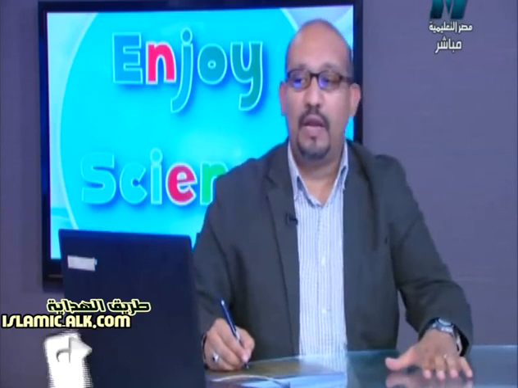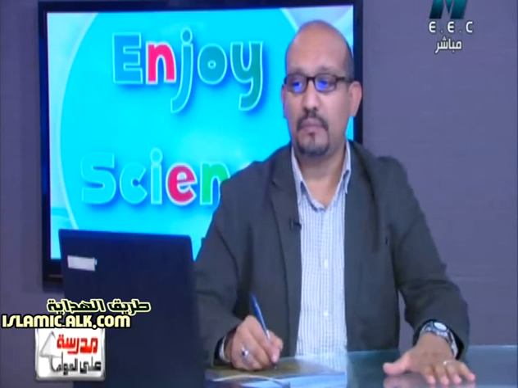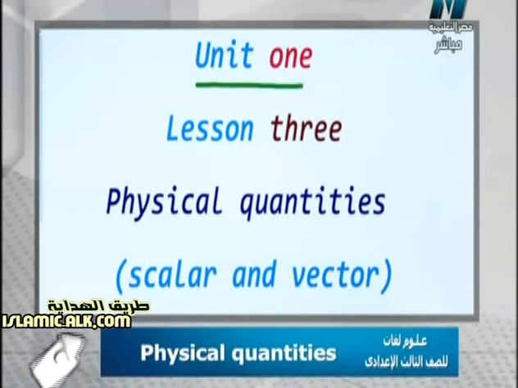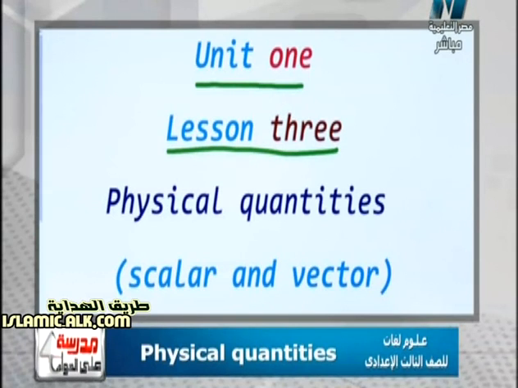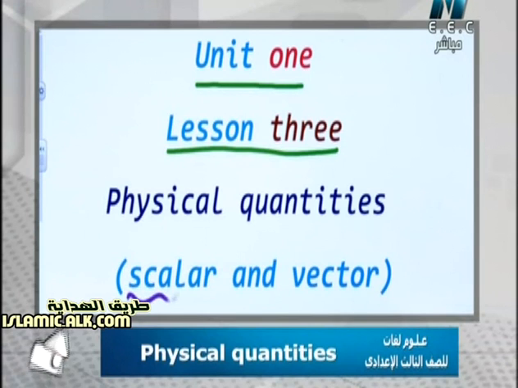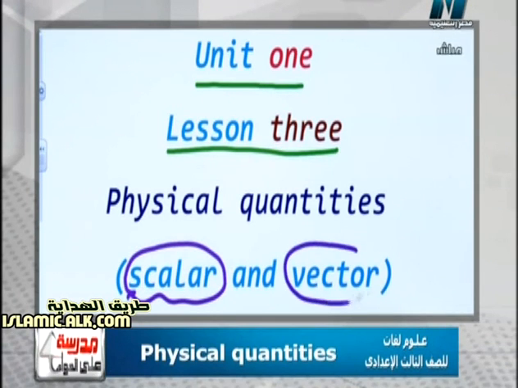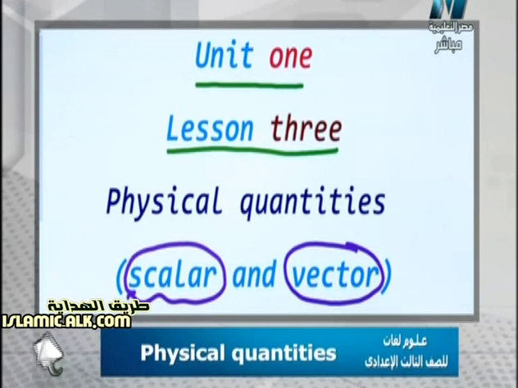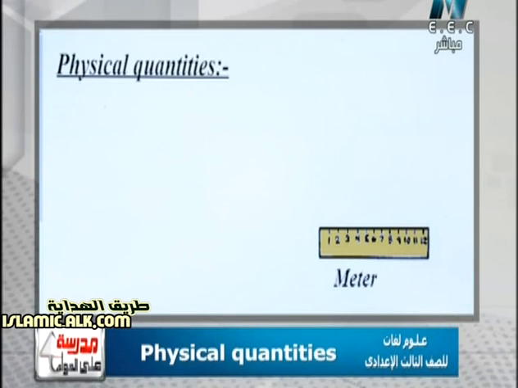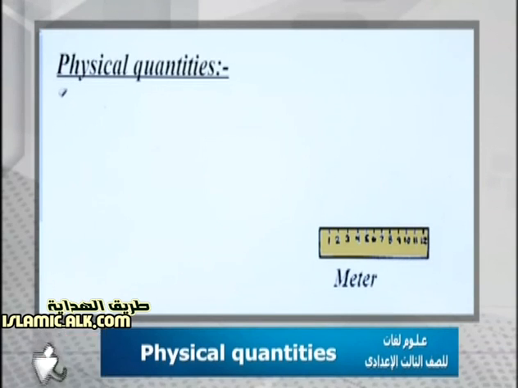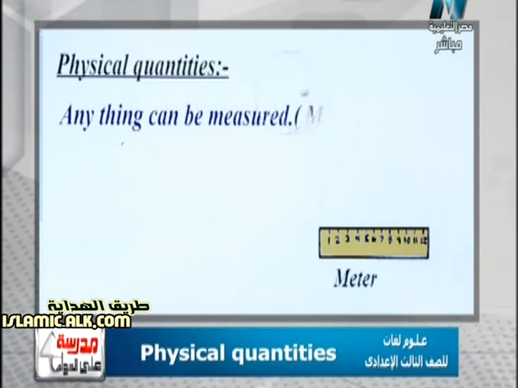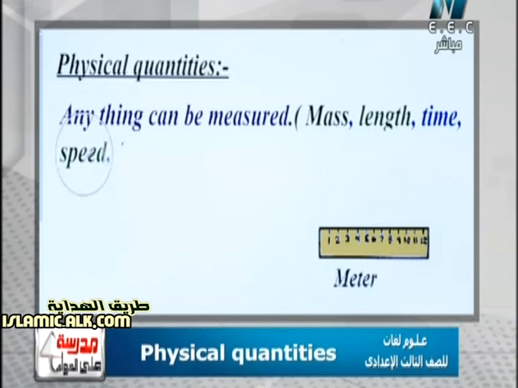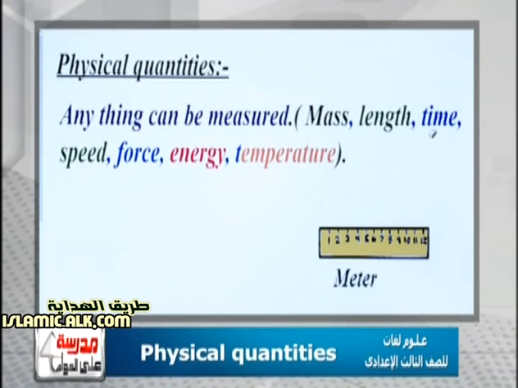We have on the monitor lesson 3 in unit 1, physical quantities, as we see in front of us. Lesson 3: scalar and vector quantities. We have two types, scalar and vector physical quantities. Let's start by defining physical quantities: anything that can be measured, such as mass, length, time, speed, force, energy, temperature, and so on. Generally, anything we can measure is considered a physical quantity.